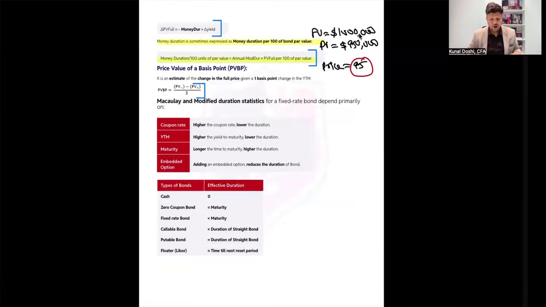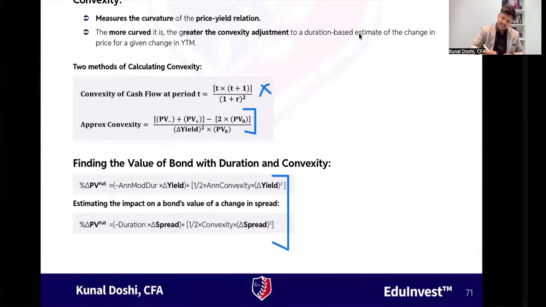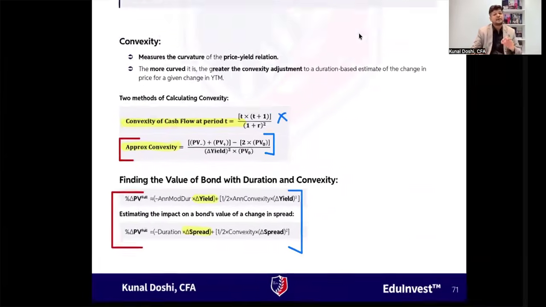Correct? All good, everyone? All the durations, convexity, change in bond price, percentage, dollar, money duration, money convexity, PVBP. I've used almost all the dangerous stuff here. Convexity has two formulas, right? We are not doing that. For the exam, we are doing approximate convexity only. I already did this. The difference is that instead of change in yield, you might have change in spread.